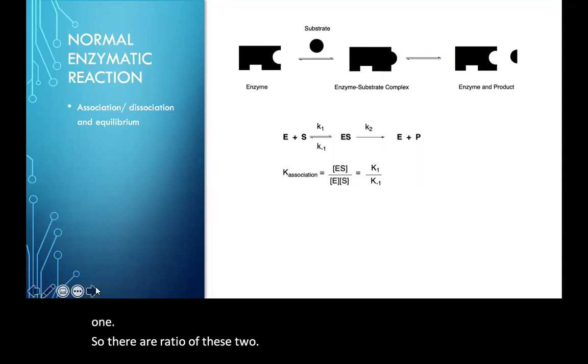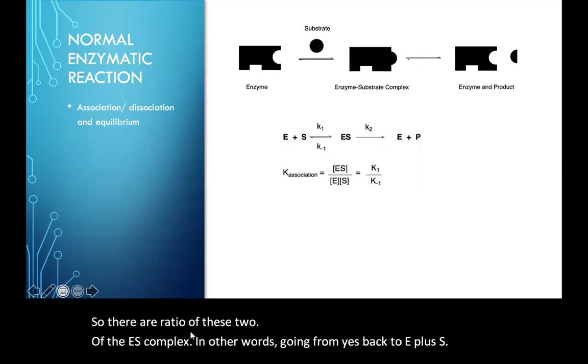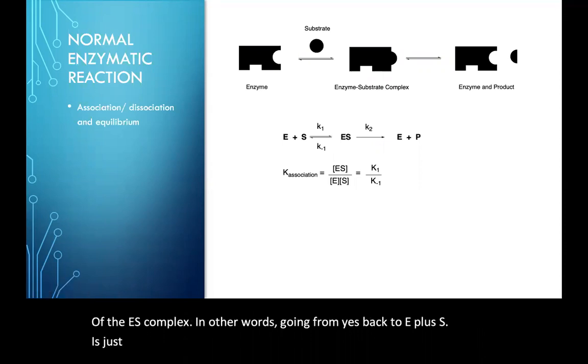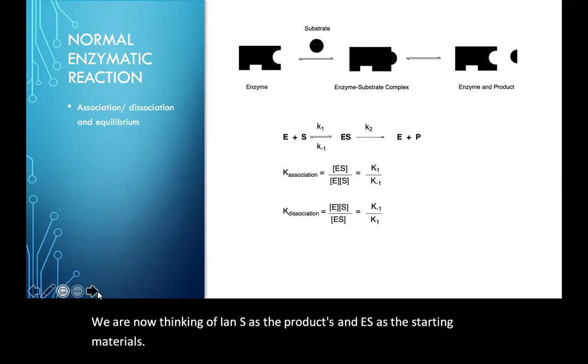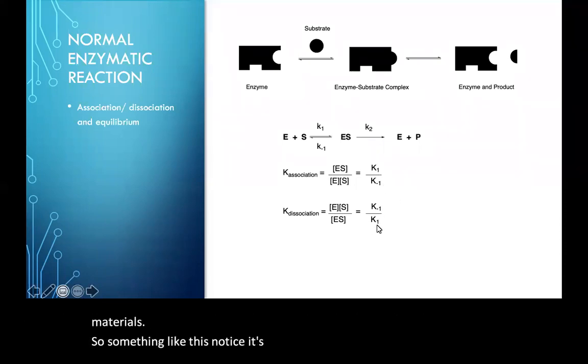Dissociation of the ES complex, in other words, going from ES back to E plus S, is just the inverse. We are now thinking of E and S as the products and ES as the starting materials. So something like this. Notice it's the inverse ratio of these two.